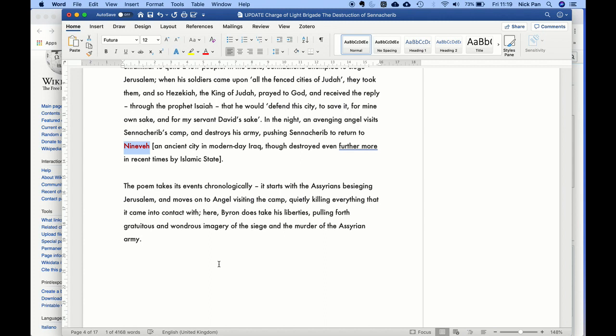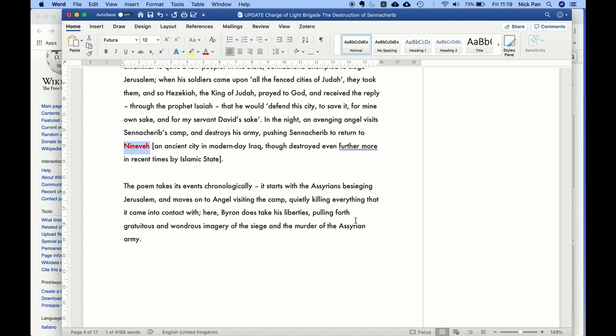Very beautiful place, apparently. You can see a lot of the things that have been recovered from there in various museums across the world, namely the British Museum. It's suffered a lot in recent years, actually, with everything that's been happening in Iraq.